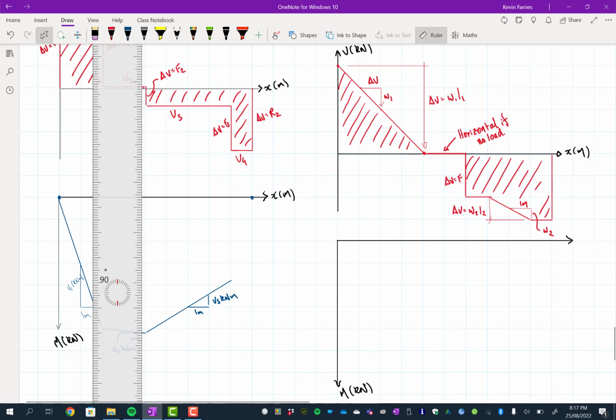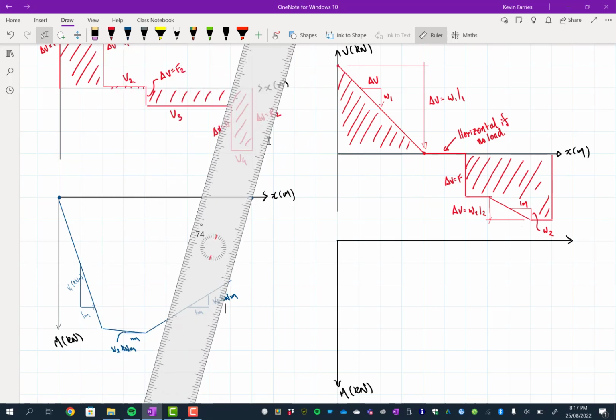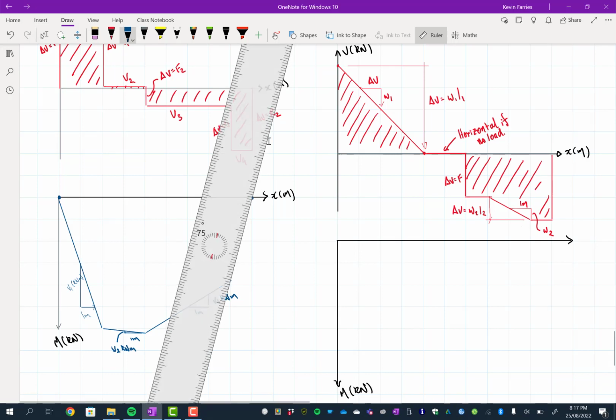The last one, just the same thing again. It's a horizontal shear force diagram, and so for every meter we go along, we're going to go in the negative direction, because it's a negative shear force, by negative V4. And that's going to bring us right back to 0. And so we know we're on the right track.